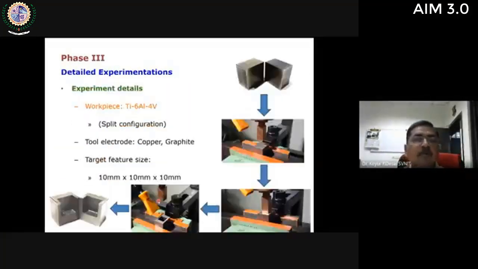Then we went for detailed experimentation, and in case of detailed experimentation, we selected our regular titanium alloy, and the workpiece was prepared using a split configuration. You can see 25 by 25, and it is cut from the center, and both the pieces were kept for the machining. The tool was centered properly.